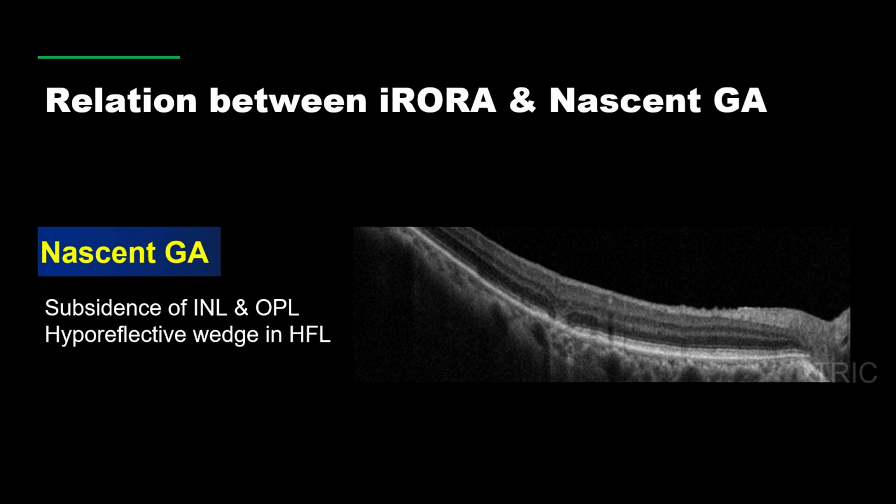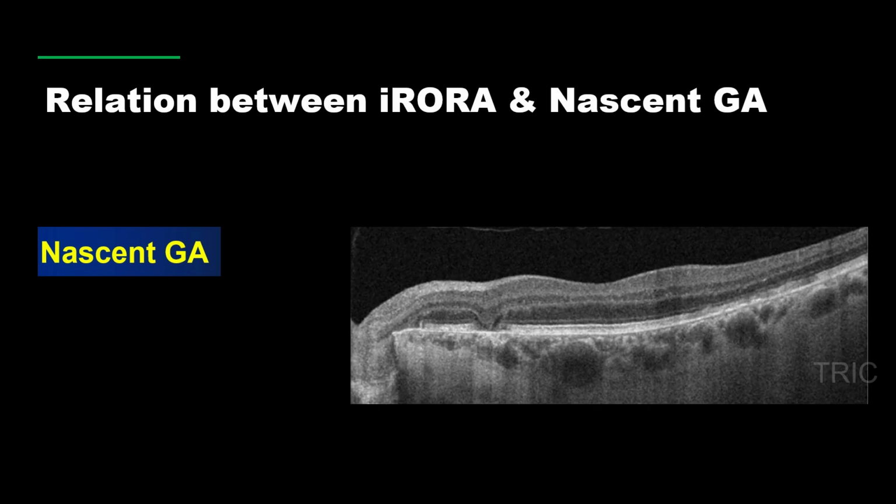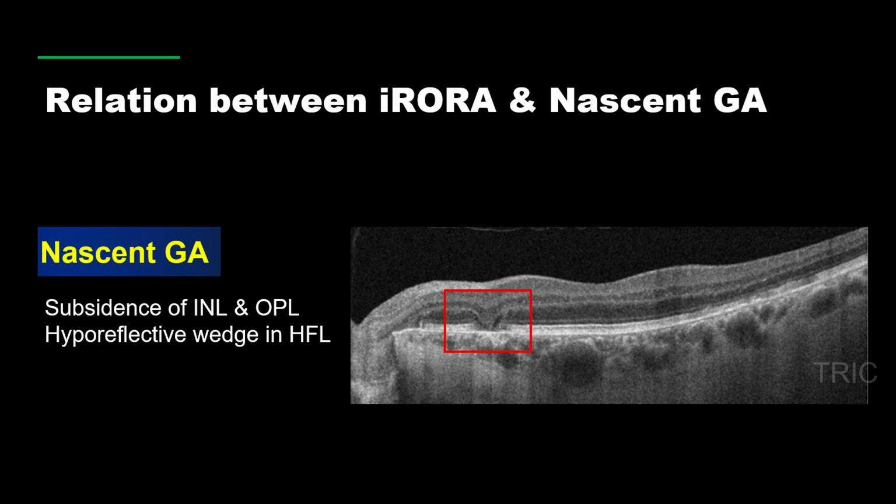Let us see a case of nascent GA. We can see that INL and OPL are dipping down towards outer retina and hyporeflective wedge is present in Henle fiber layer. This OCT line scan shows nascent GA as a part of iRORA. There are subsidence of INL and OPL along with hyporeflective wedge in HFL.